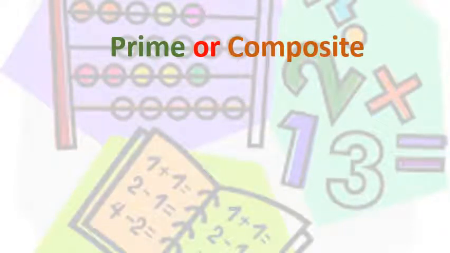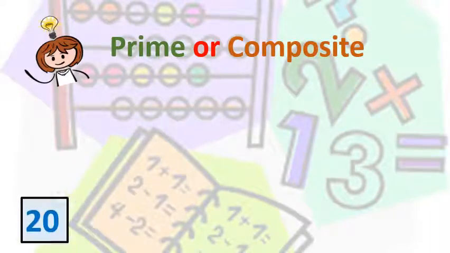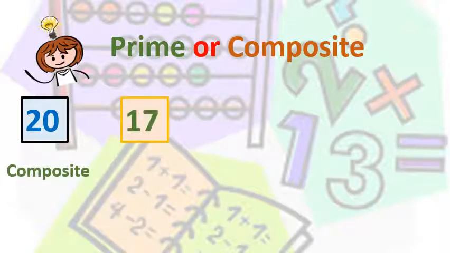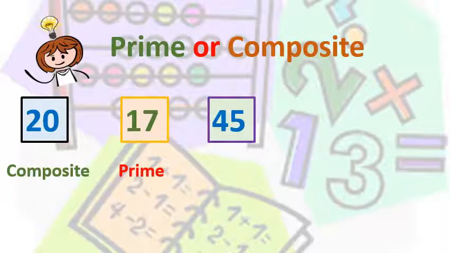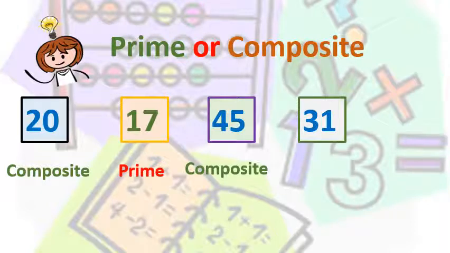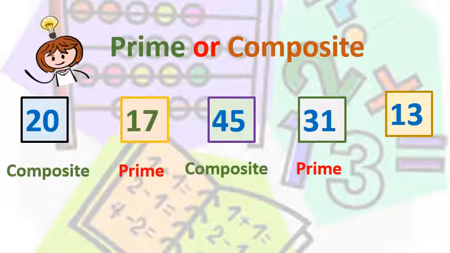Now, prime or composite? Let's think together. Is 20 prime or composite? It's composite. Is 17 prime or composite? It's prime. 45, is it prime or composite? It's composite. 31, is it prime or composite? It's prime. And 13 is also prime.